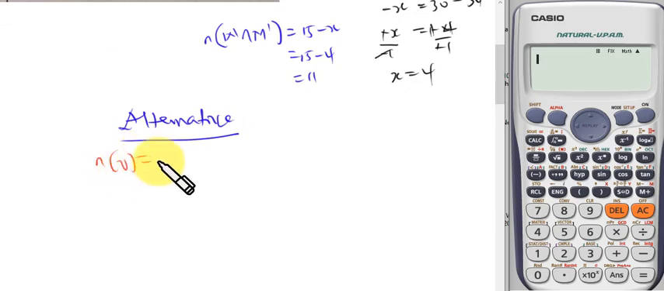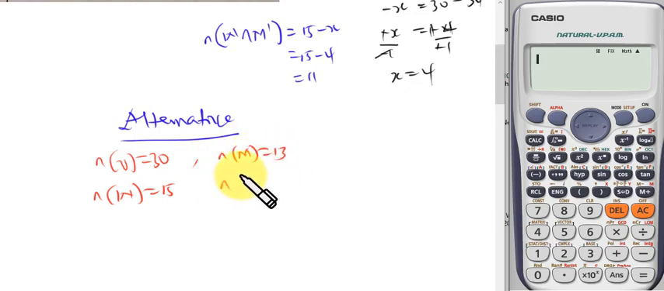The universal set is 30, and we are told that the number of those who do woodwork is 15. We are also told the number of those studying metalwork is 13, and we are also told those who do not study any of the two courses, that is metalwork union woodwork complement, is 6. That is the data we have here.